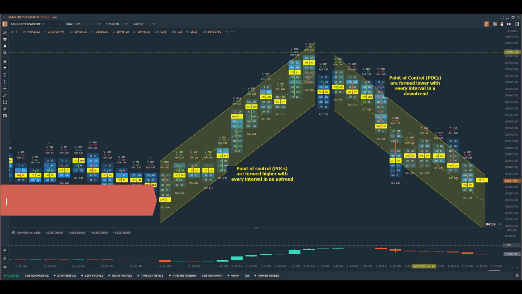Point of control is a price or a zone in a bar where most volume occurs. This is also known as commitment of traders or COT. In this example, POCs are highlighted in yellow color. In an uptrend, we notice formation of higher points of control at every interval. Similarly, in a downtrend, lower points of control are formed.